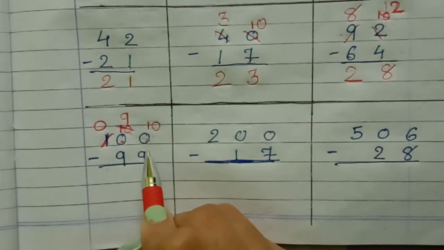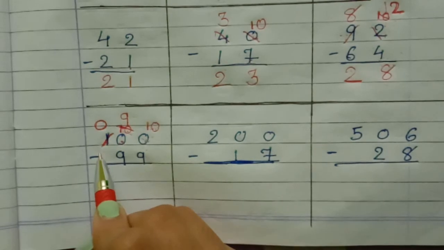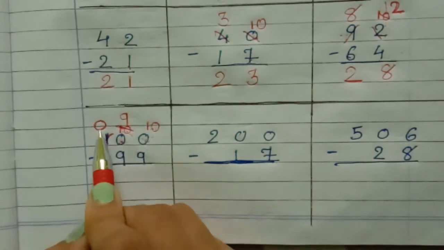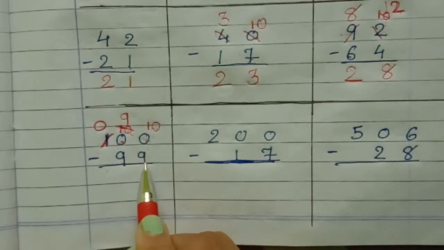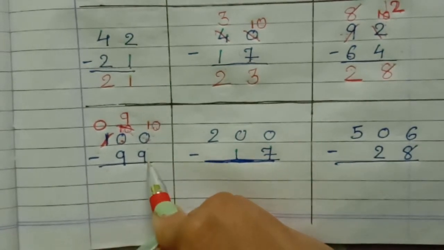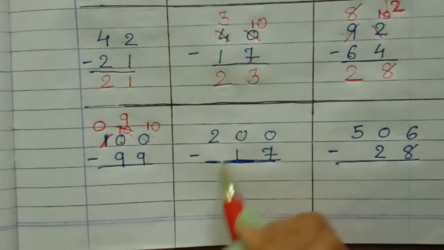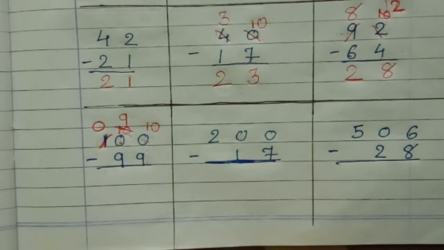Here 10 ones and 0 hundreds. So at the top 0, 9 and 10 and bottom 9, 9. 10 minus 9. 10 minus 9 is very easy. 10 में से 9 जा तो 1.